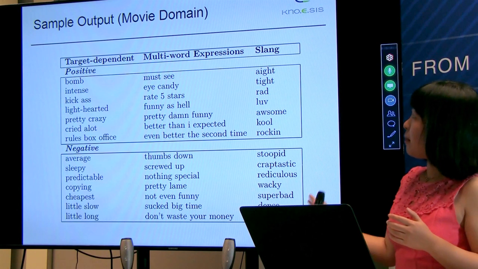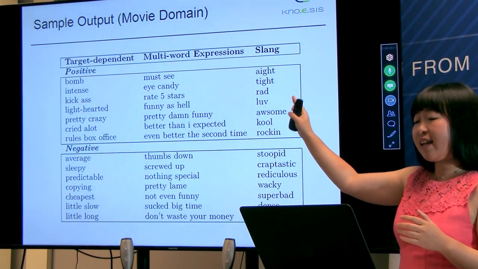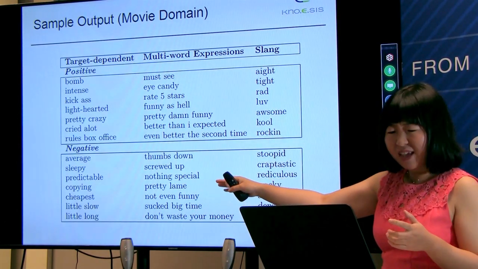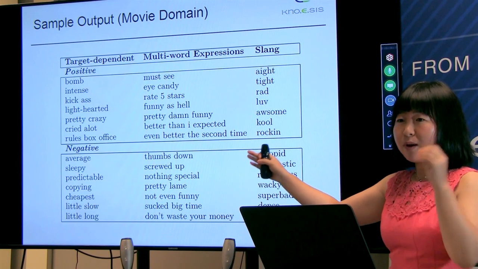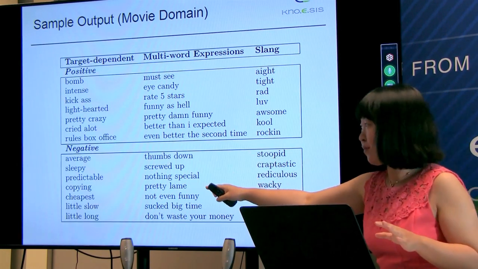And here I show some sample output from the movie domain. So we can see that it can identify multiple-word phrases, songs, and also can identify something like cried a lot. Cried a lot is positive about movies. Or like predictable is negative regarding movies.